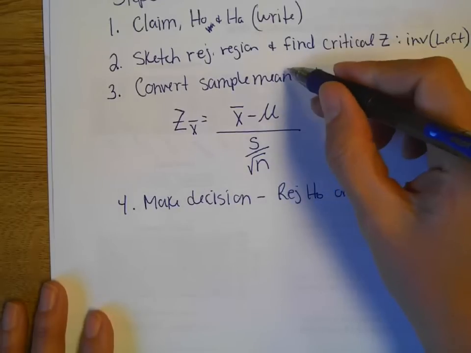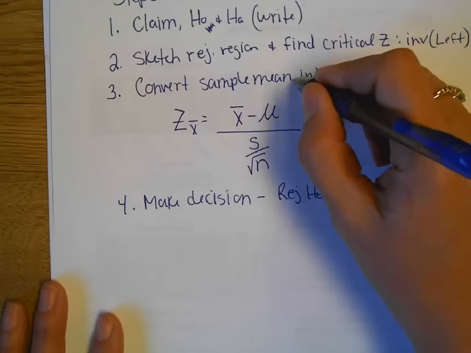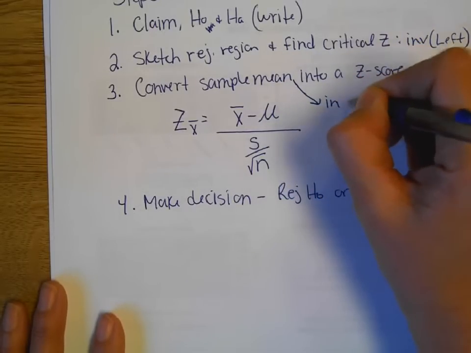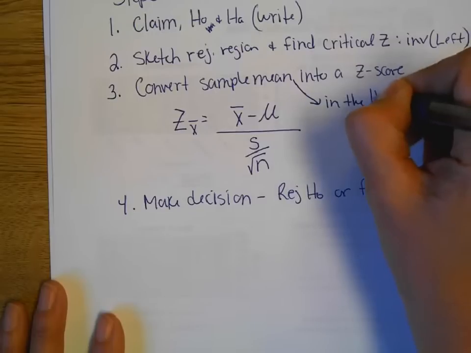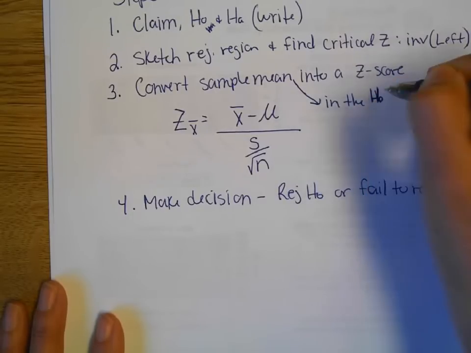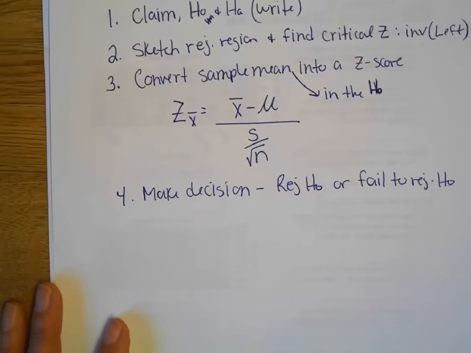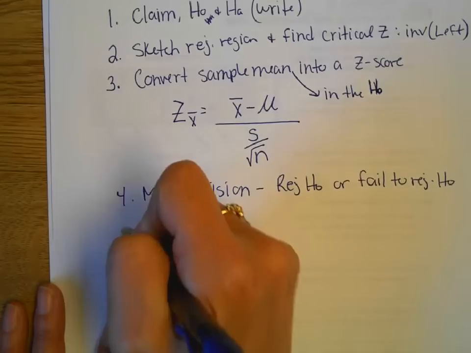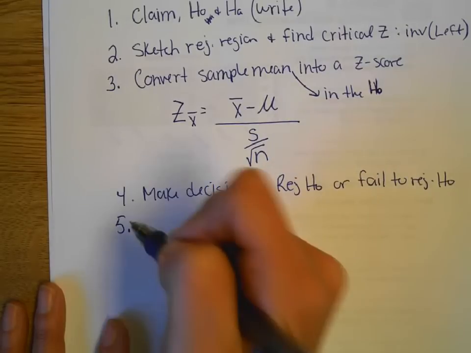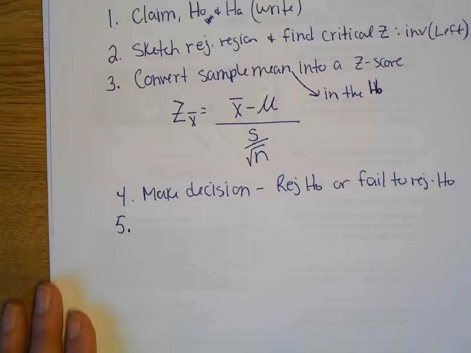Oh, and I should have said this sample mean is from the Ho, because we always test the Ho. But it's the same number in both the Ho and the Ha, so it doesn't really matter. And then your last, what does that mean? I'll show you when we get to an example.